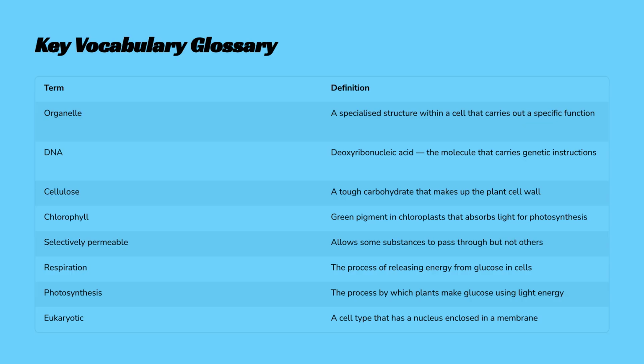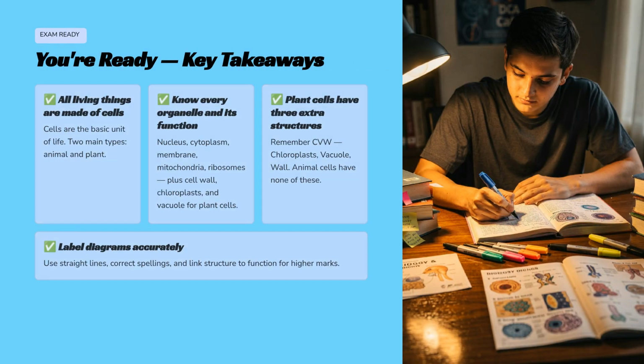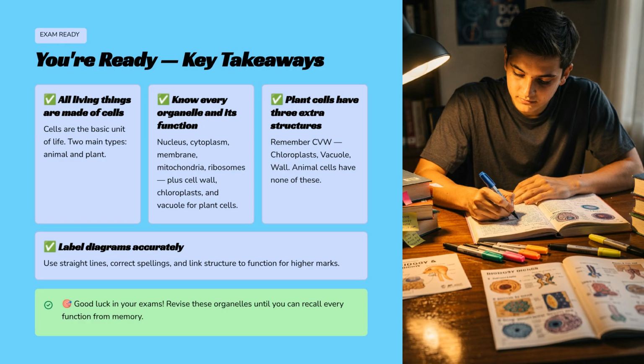Here's a quick revision of the 5 essential organelles and their key facts. Nucleus controls the cell, mitochondria release energy, ribosomes make proteins, chloroplasts are for photosynthesis, and the cell wall provides support in plants. Finally, review these key vocabulary terms and definitions. Understanding these terms is essential for answering exam questions accurately and achieving higher marks in biology.